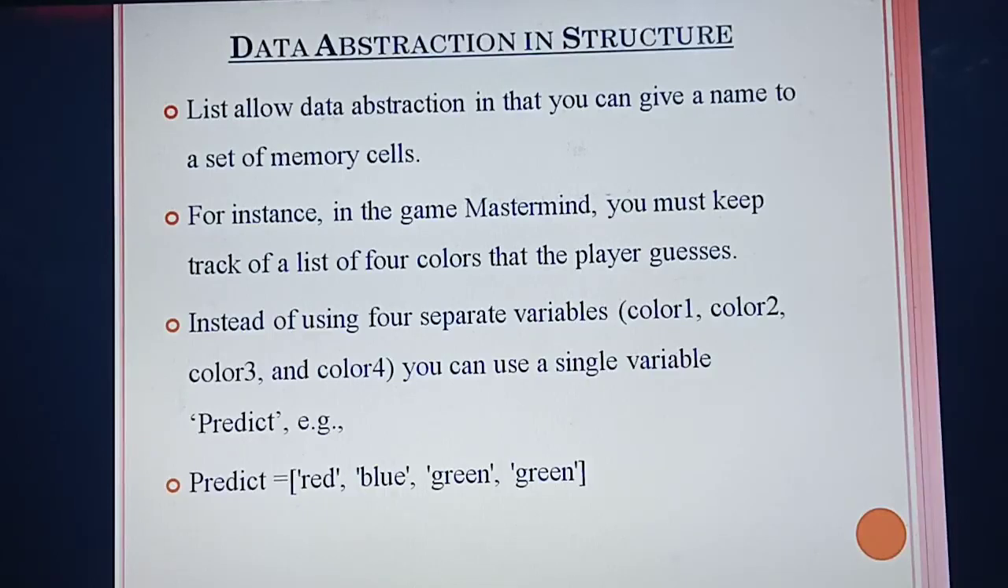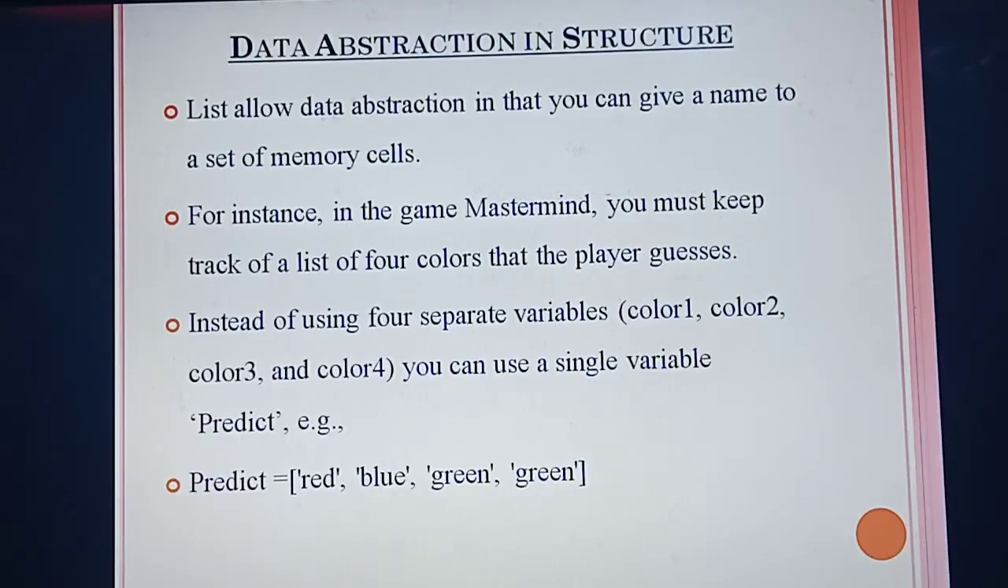Okay, so instead of representing four different variables, for example A equal to red, B equal to blue, C equal to green, then D equal to green, you are giving all the things inside a single variable called what? Predict. Understood what you mean by structure? What's the use of structure? Instead of giving separate names, you are giving all the things in one separate variable. That is called what? Structure.